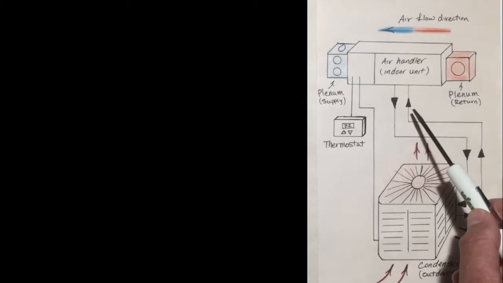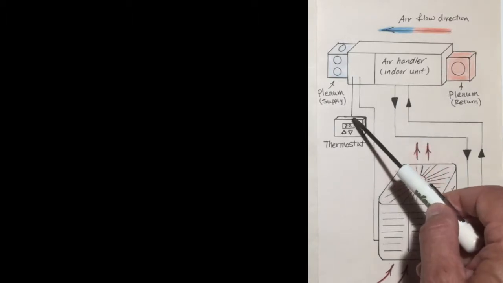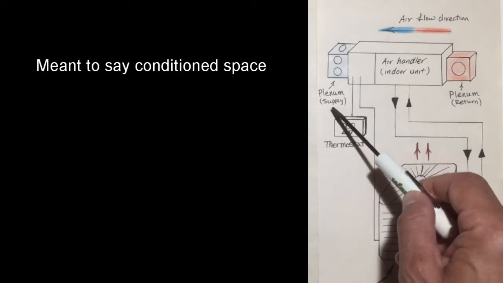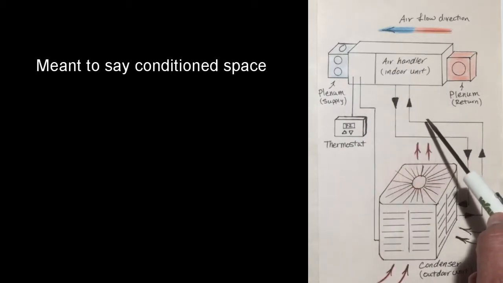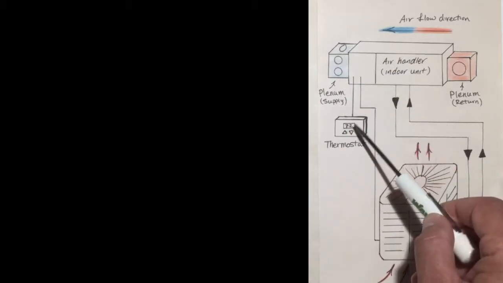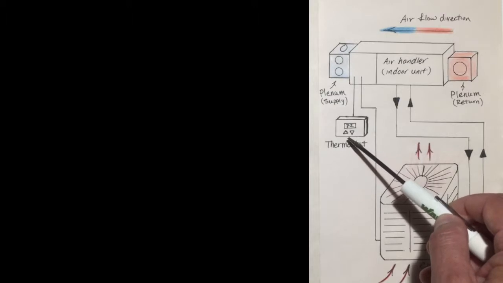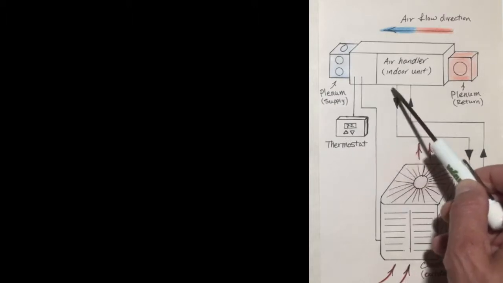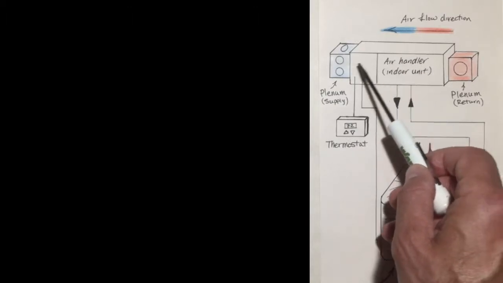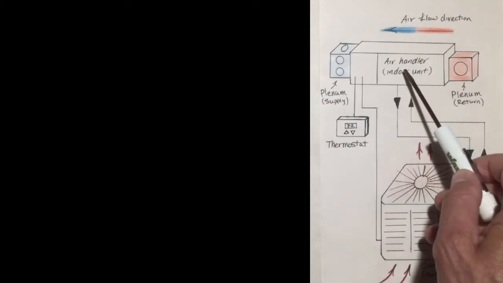Now, what controls the whole thing is our desired temperature for our house, for our conditioned space, versus what is the actual temperature of our conditioned space. So as long as, again, we're talking about cooling, as long as our desired temperature is lower than what the temperature of the house is, our air conditioning system is going to work.